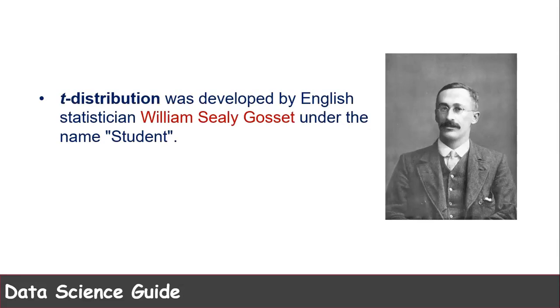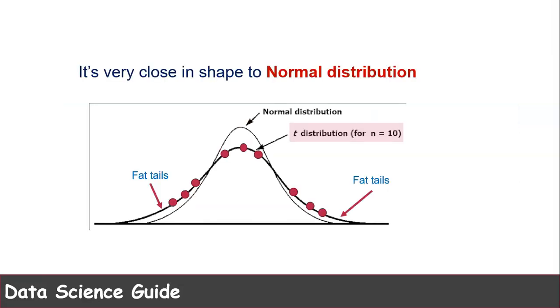T-distribution was developed by the English statistician William Gosset under the name Student. So we can call it t-distribution or Student distribution. The shape of this distribution is very close to the normal distribution's shape. However, we have here a wider curve and fat tails. The reason behind that is the variance is unknown, so we accept a larger dispersion for the data.